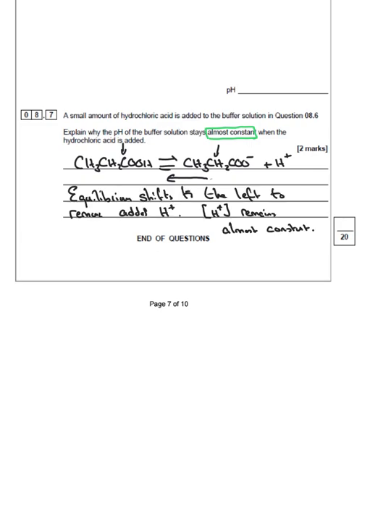So the first marking point: equilibrium shifts to the left to remove the added hydrogen ions, and therefore the concentration of hydrogen ions remains almost constant, and that's key there.